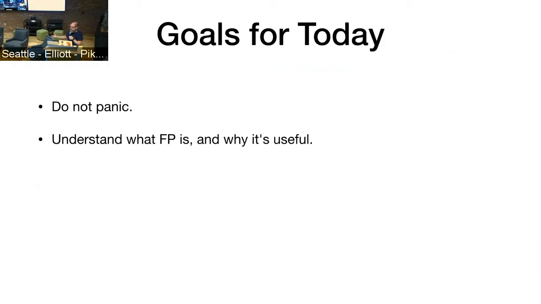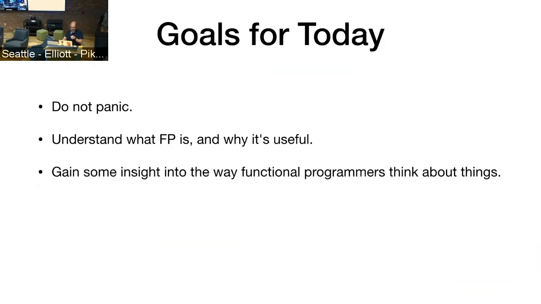We want to understand what functional programming is to begin with, and why it's useful. This is something that we don't actually explain that often. Gain some insight into the way functional programmers think. I think a lot of the learning curve in moving to functional programming isn't learning the abstractions and the patterns and things. It's just learning to think like a functional programmer. So just showing some examples of code manipulation can help with that.